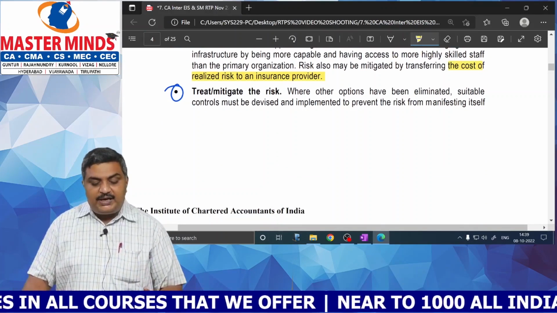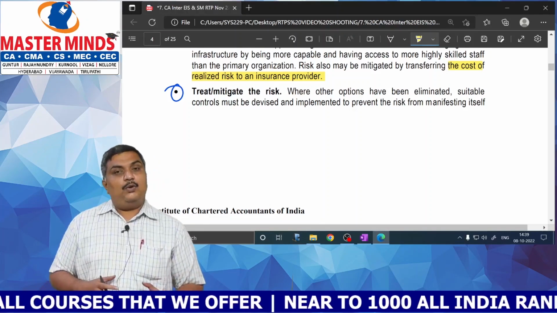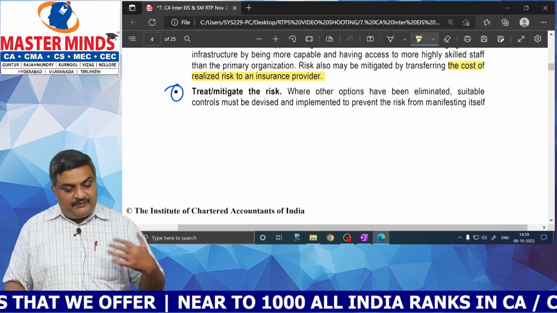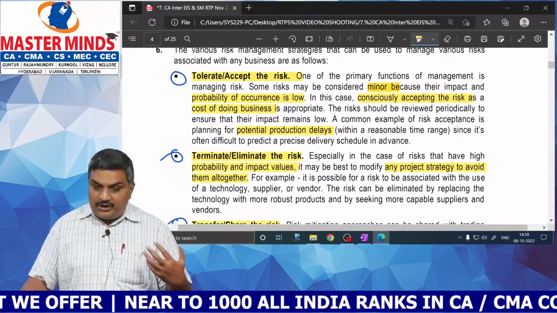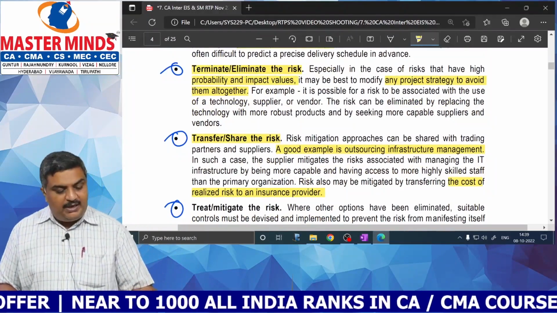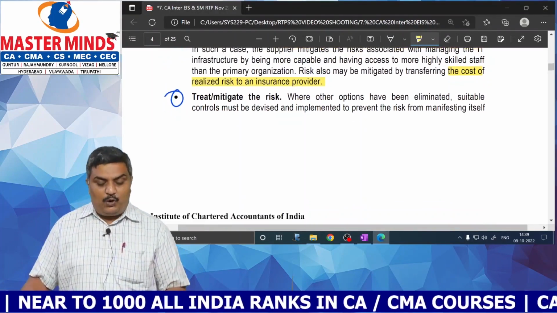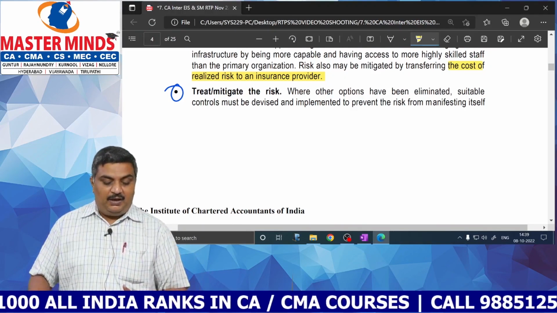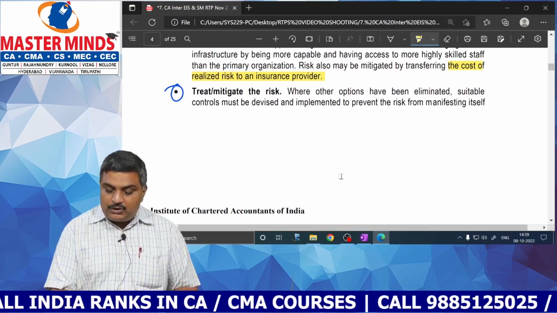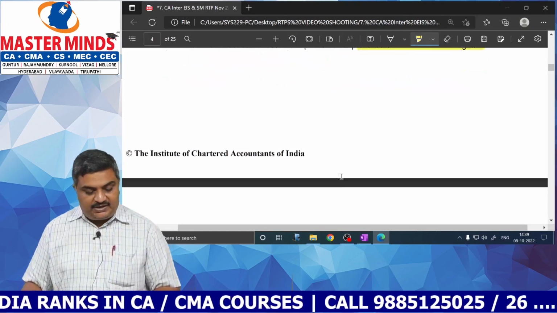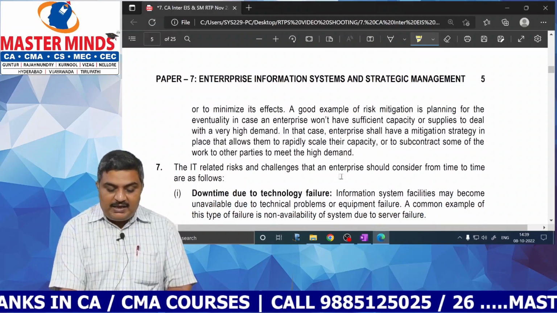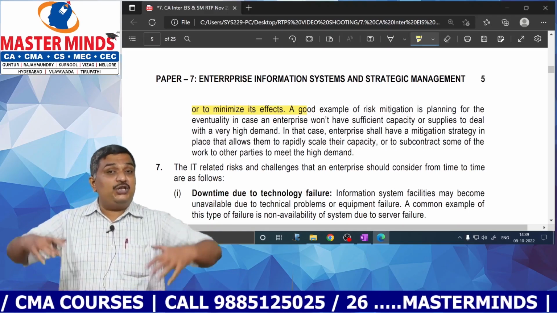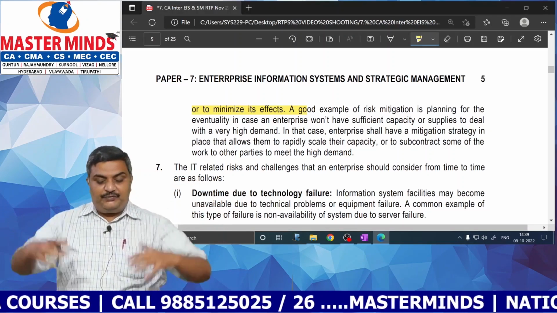And the last one, treating or mitigating the risk. So when all other options have been eliminated, that means if it is not possible to tolerate or accept the risk, or terminate or eliminate the risk, or transfer or share the risk, then what you have to do? You have to try to mitigate the risk. Okay, so you have to make controls to prevent the risk from manifesting itself or to minimize its effects. That means even though the risk happens, you should be in a position to minimize the impact of that risk.